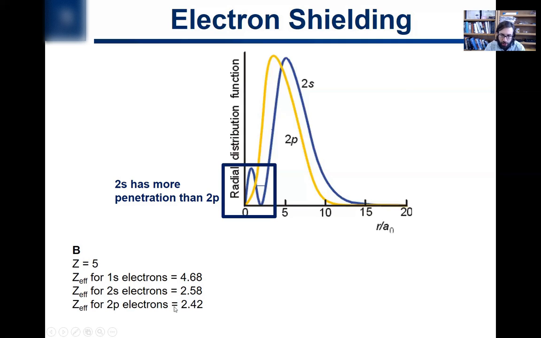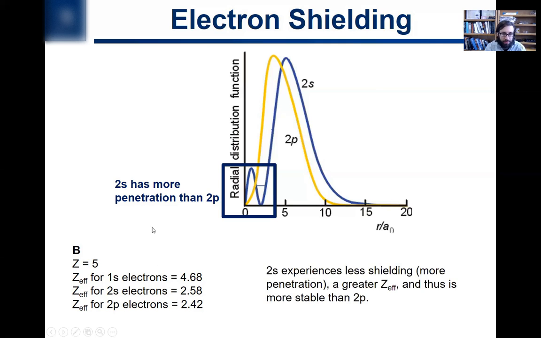And then you can see the 2p, it's slightly lower than the 2s. Not as dramatic, okay, because it's the same principal quantum number, but it is a lower effective nuclear charge. That lower effective nuclear charge is another way of saying, or is reflective of the fact that the 2p is less stable. It's higher in energy than the 2s. And so that's what this is saying here. 2s experiences less shielding, more penetration, a greater Z effective, and thus is more stable than 2p. All kind of ways of saying similar things.